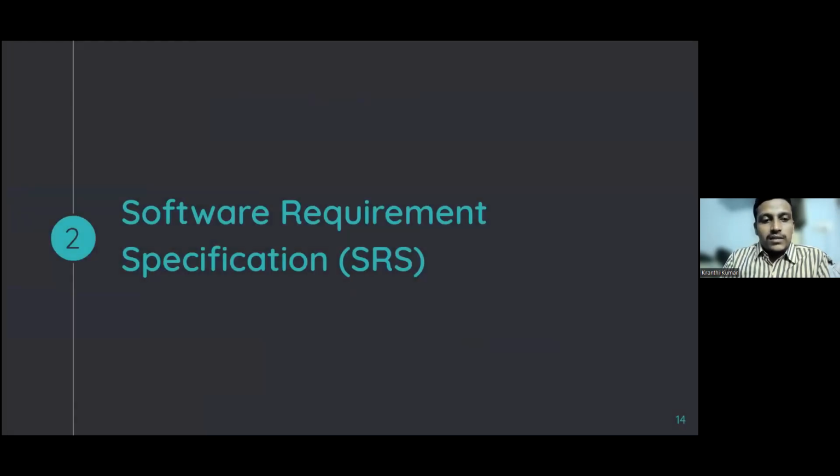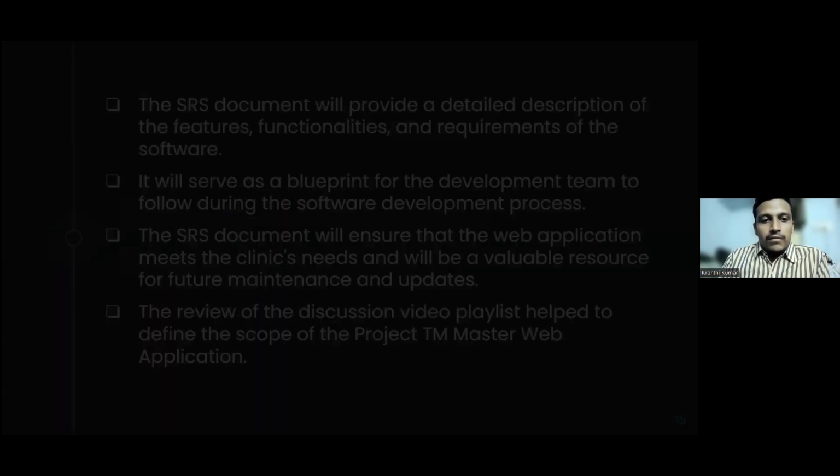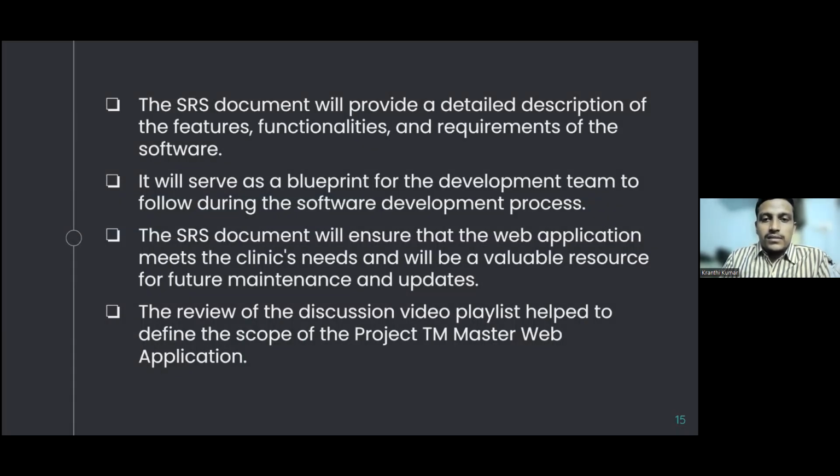Coming to the second task, it was a software requirement specification, SRS. A software SRS is a document which provides a detailed description of the features and functionalities, and what basically are the requirements of the software. When a developer goes through the SRS document, he will get clear knowledge of how to develop the software and application. So it's just like a blueprint of the development process.